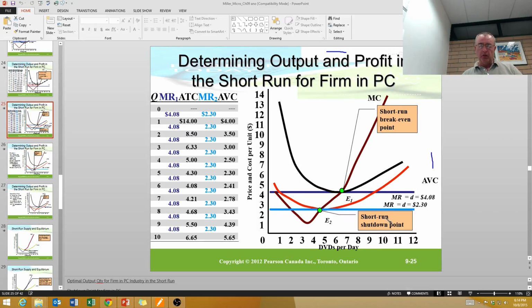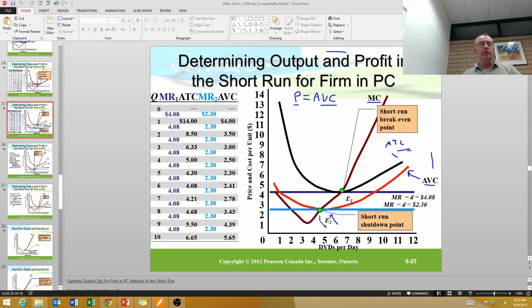So the shutdown point is the point where our price equals average variable cost. So this is price per unit, average variable cost per unit. Why is it? In this little diagram here, here's our average variable cost curve. The black line is our average total cost line. And we know from earlier that the marginal cost curve intersects the average variable cost curve and the average total cost curve at the minimum point. So these green points are the minimum points on the average total cost curve and the average variable cost curve.